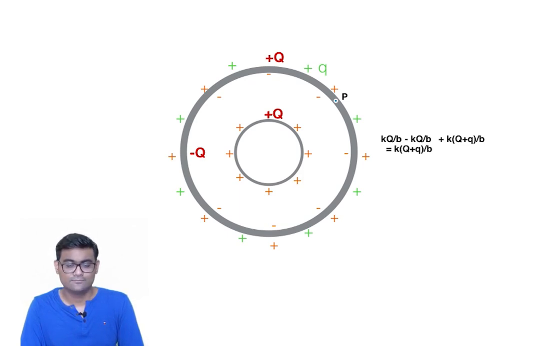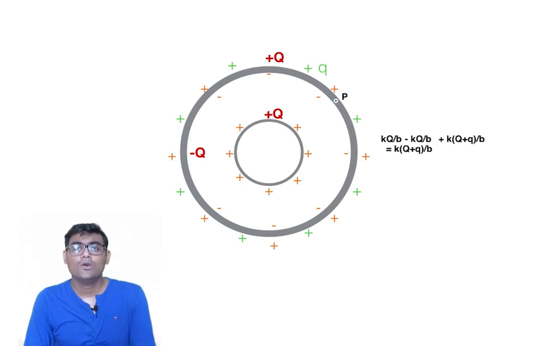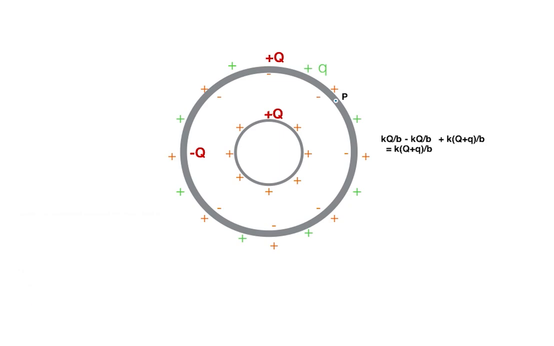We can neglect those. So in this way, we can find the charge distribution at all the surfaces of concentric shells, and also we can find the potential of all the shells individually. So let us try a question, and we'll try to apply all these concepts that we have just studied.